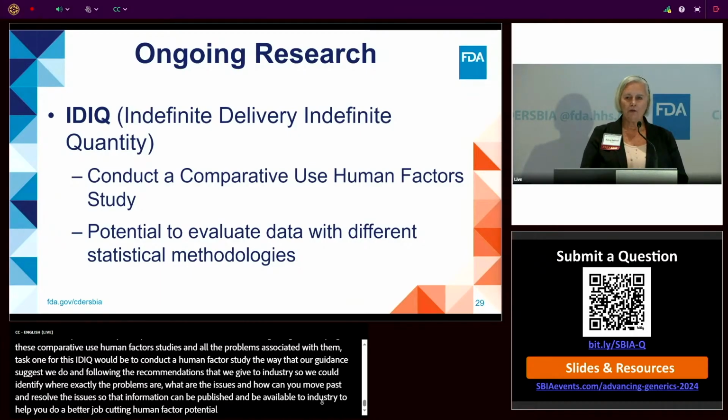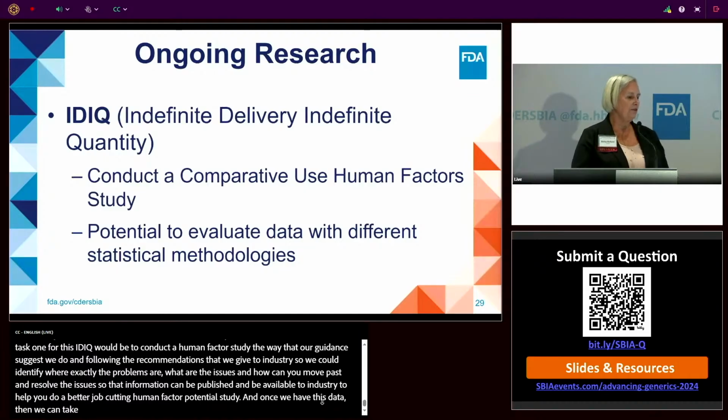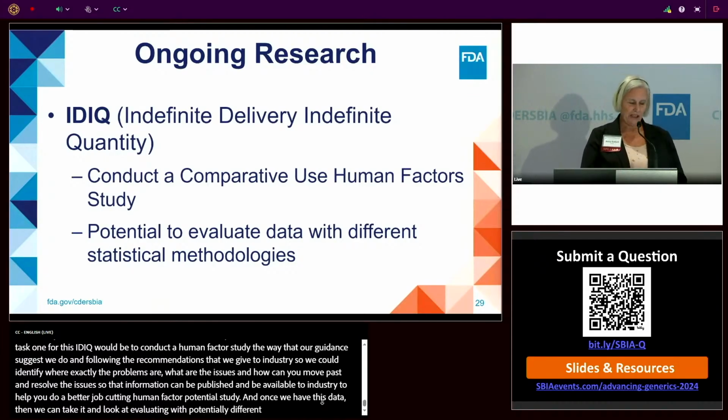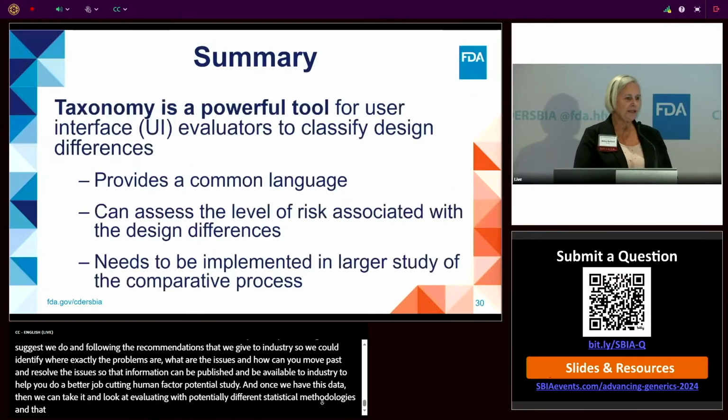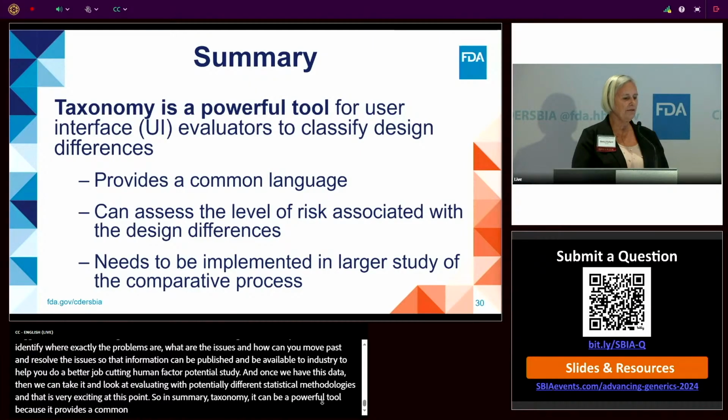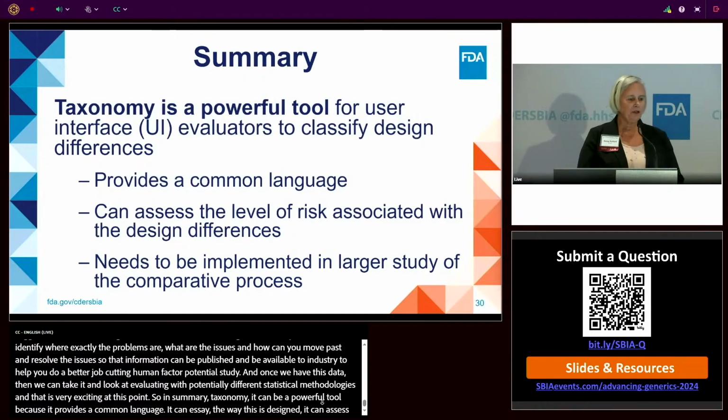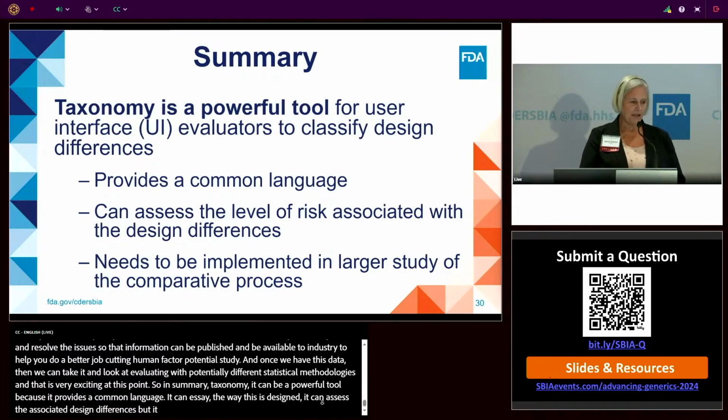And the other interesting thing is, once we have this data, then we could take it and look at evaluating with potentially different statistical methodologies. And that's very exciting at this point. So in summary, the taxonomy can be a powerful tool because it provides a common language. The way this one was designed, it can assess the level of risk associated with the design differences, but it needs to be implemented in a larger study of the comparative process.